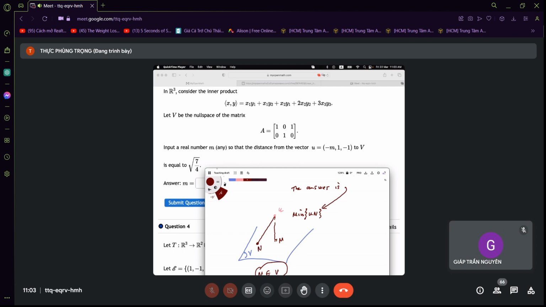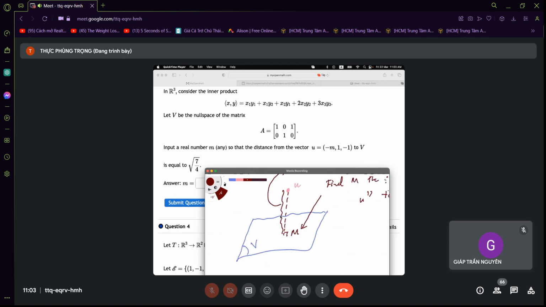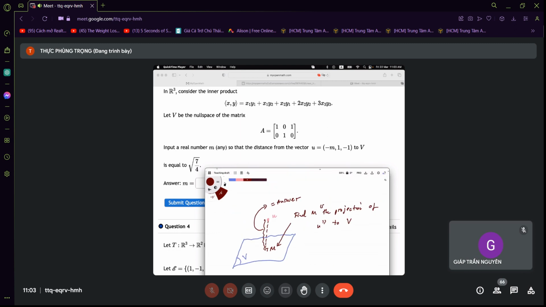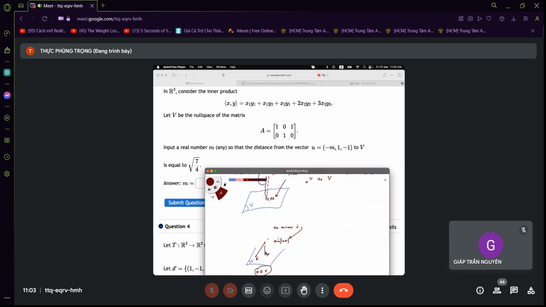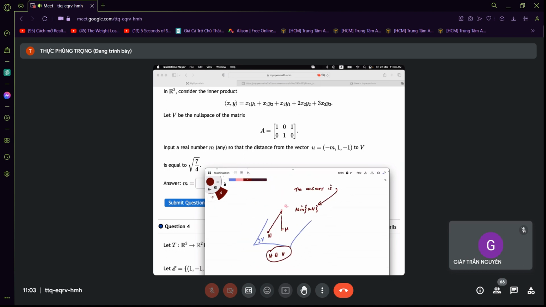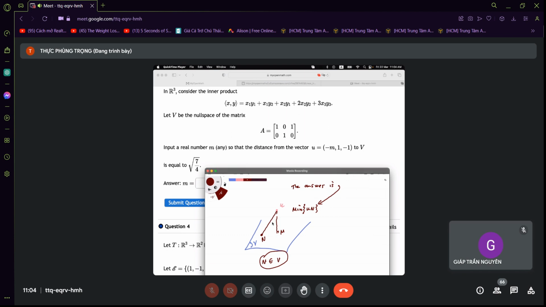Yeah, we had some different ways to get the answer. So let me say again, the first way is, I think, the most obvious way to find the distance. First, you find the projection, and then you evaluate the distance from the point to the projection. Or you can find the distance by considering the minimum of the norm of u minus v for v in the subspace V. Anyway, so let me do the third question.